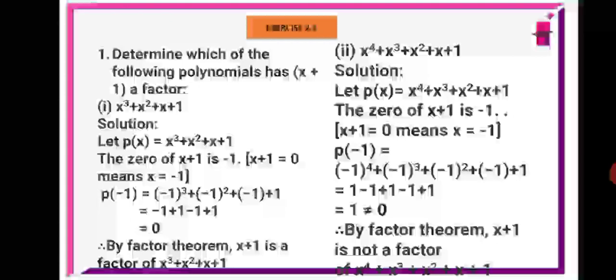So we are going to determine which of the following polynomials has x plus 1 as a factor. We are going to substitute minus 1. If we get 0, then it is a factor according to the factor theorem. In the first one, p of minus 1 is 0. So by the factor theorem, x plus 1 is a factor of x cube plus x square plus x plus 1. Similarly, in the second example, p of minus 1 is not equal to 0, so x plus 1 is not a factor of x power 4 plus x cube plus x square plus x plus 1.